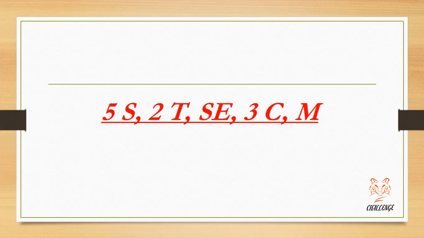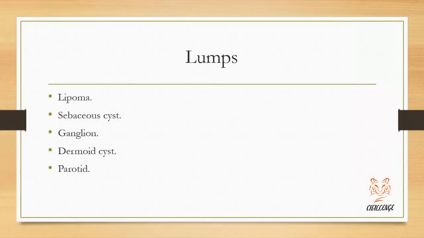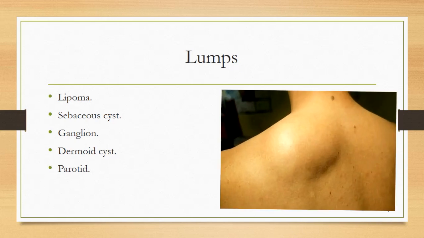Well, any lump has a special character which differentiates it from other ones. I will mention a special character of each lump that commonly comes in your exam. The first lump that commonly shows up in your exam is lipoma. Lipoma is found in the back and has the following unique characters: it has a lobulated surface, slippery edges, soft in consistency, and not attached to skin.